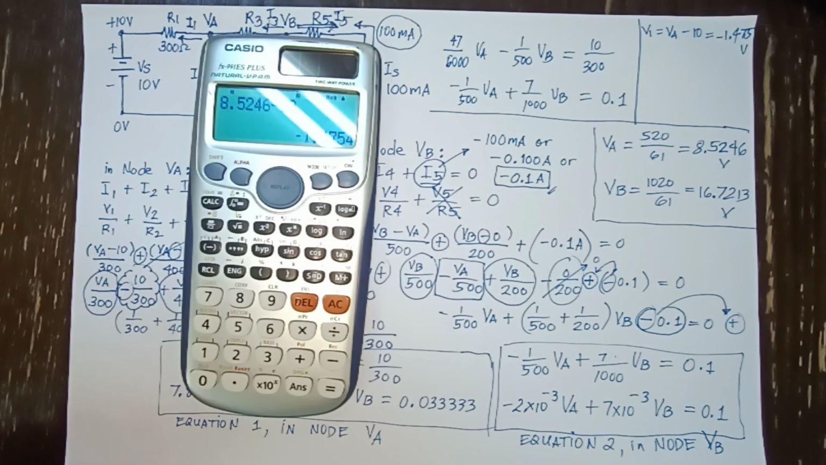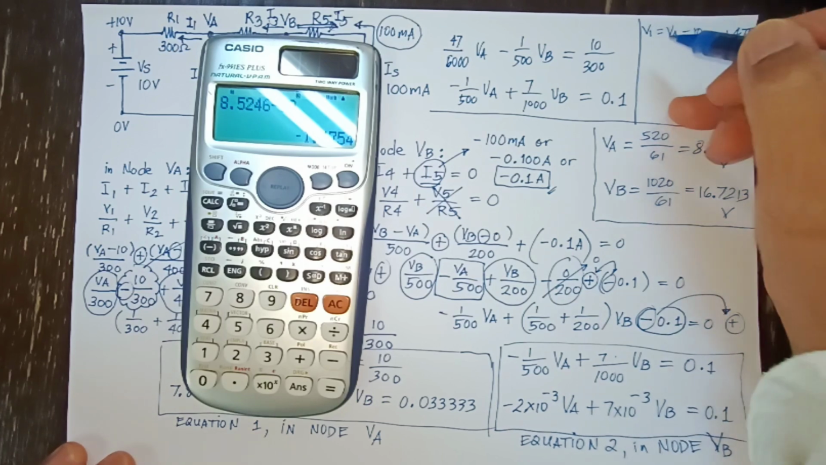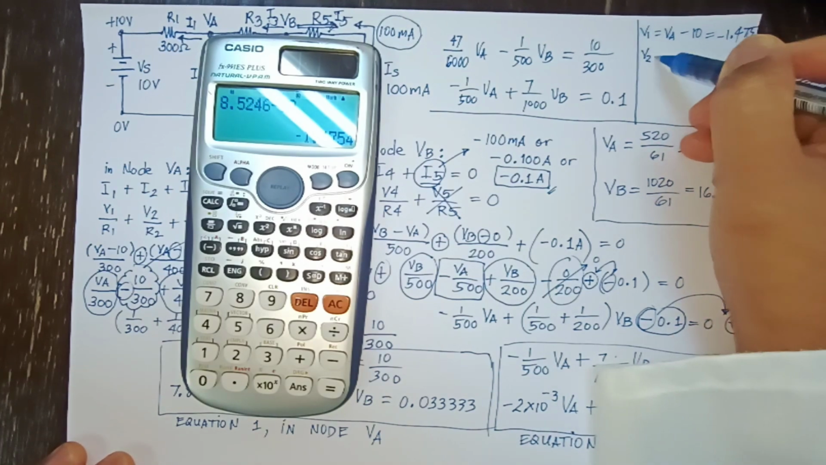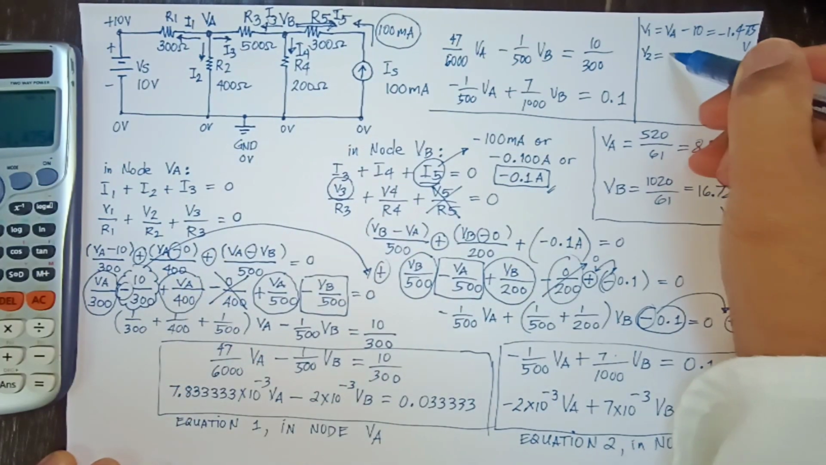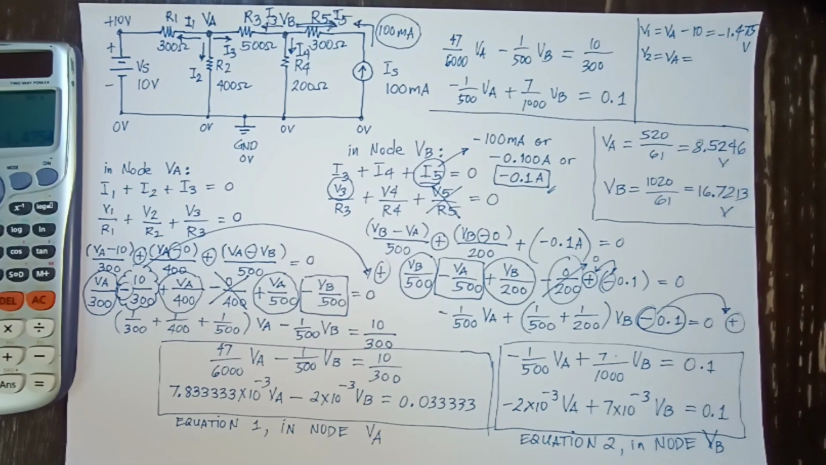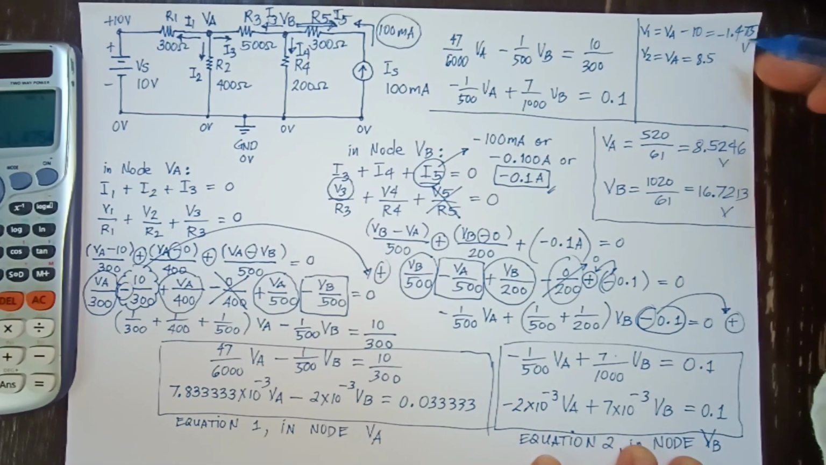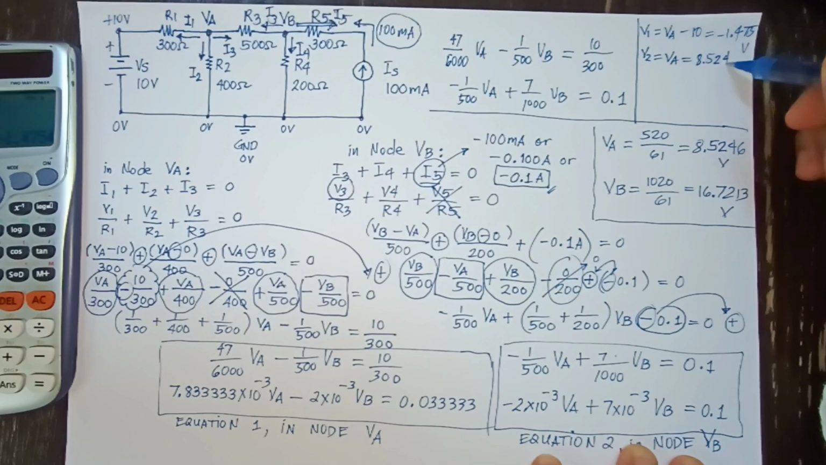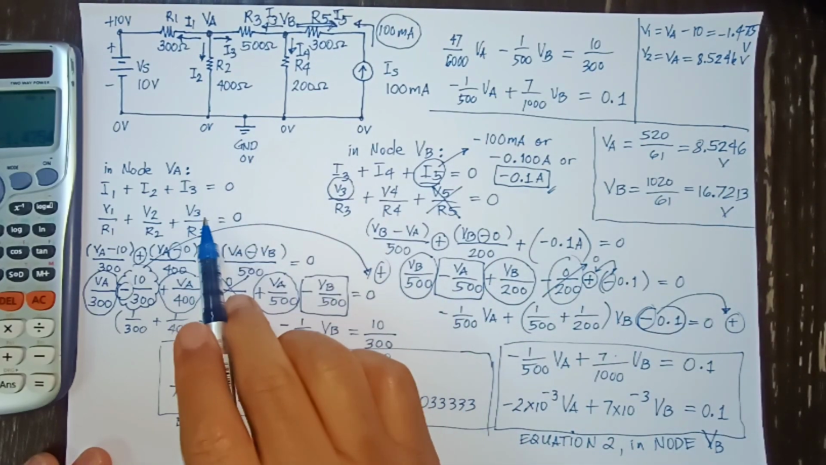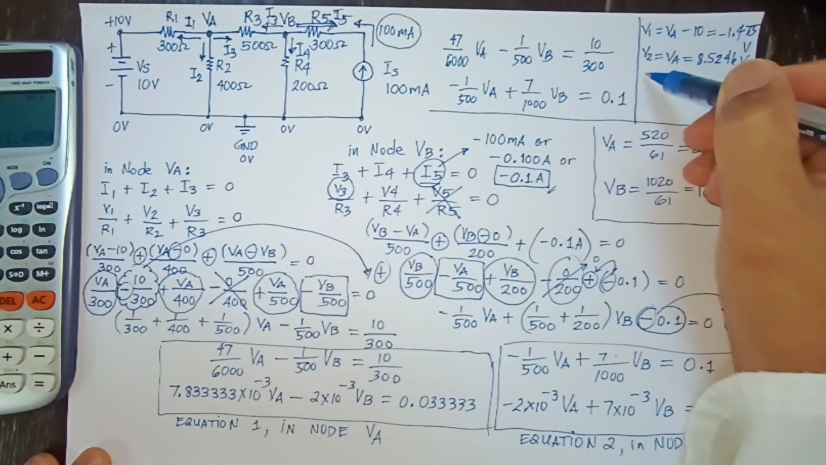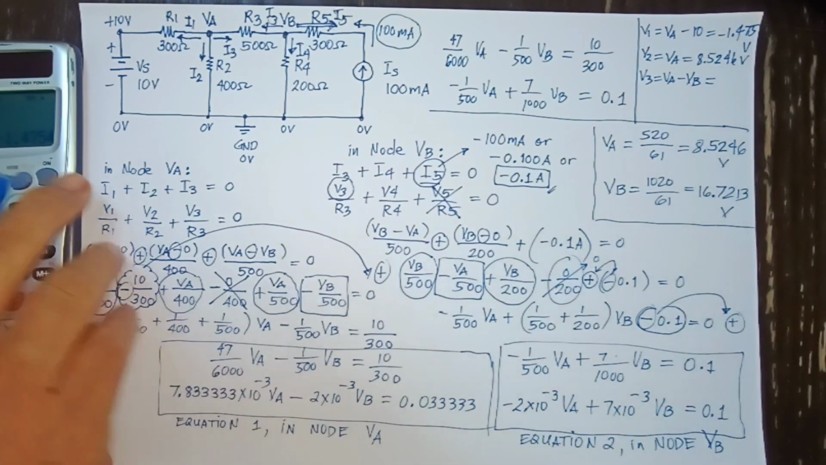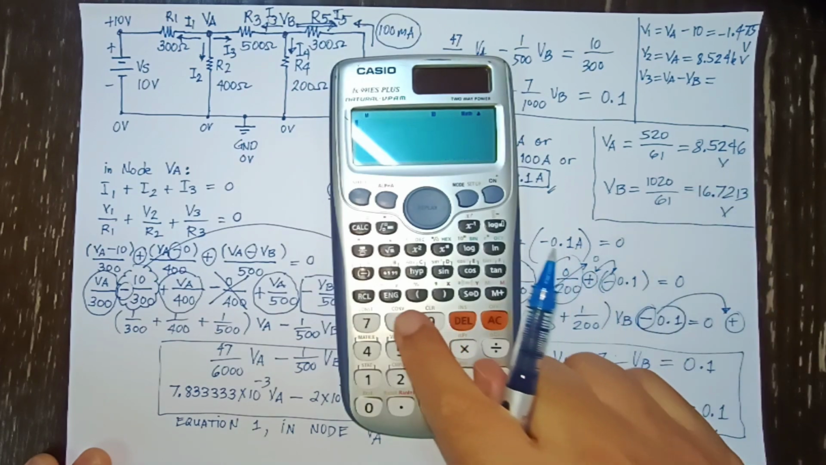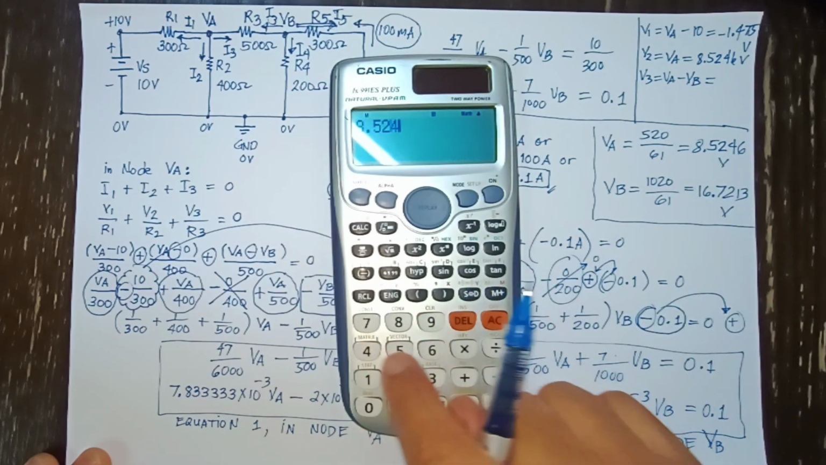And there you go, we have the V1. And from here, we can also calculate the other voltages. That includes V2. So let's see how much is V2. We say it's equal to VA minus 0 or equal to VA. Therefore, V2 will be equal to 8.5246 volts. And we can get V3 as equal to VA minus VB.